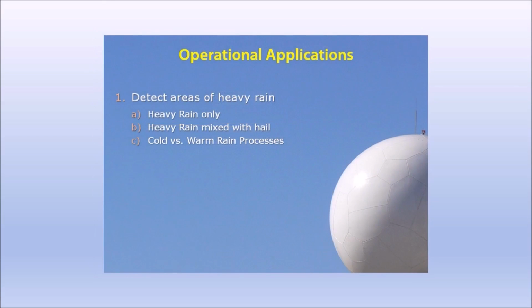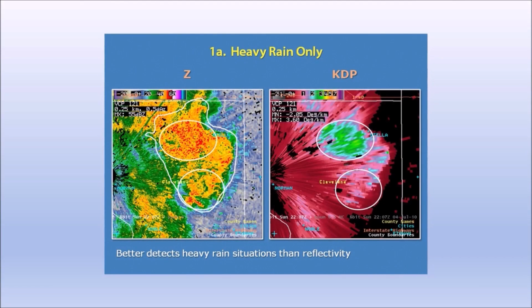Operational applications. Here is a non-exhaustive list of the operational applications for KDP. Heavy rain only. The primary advantage of KDP is its ability to detect heavy rain situations. Here is an example where we have a modest area, big white polygon, of greater than 40 dBZ echoes that is fairly uniform in intensity.